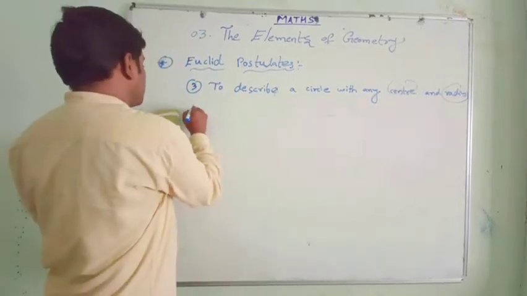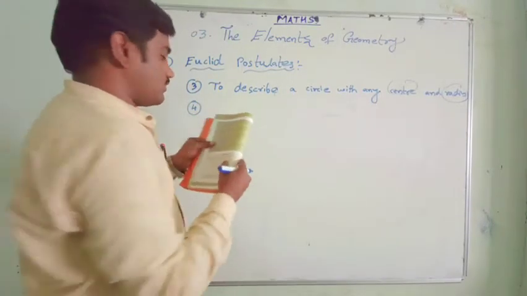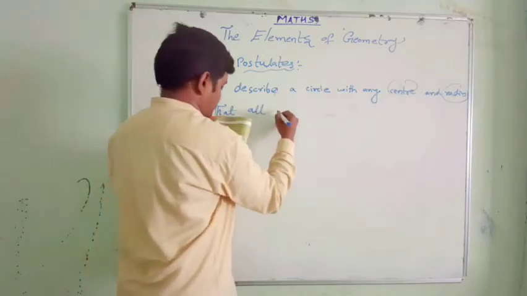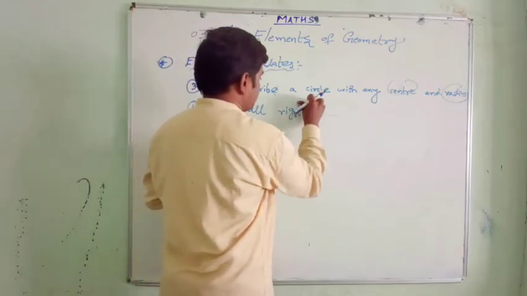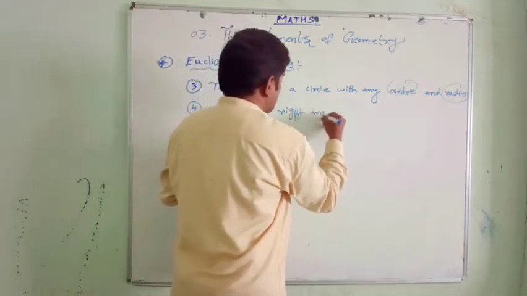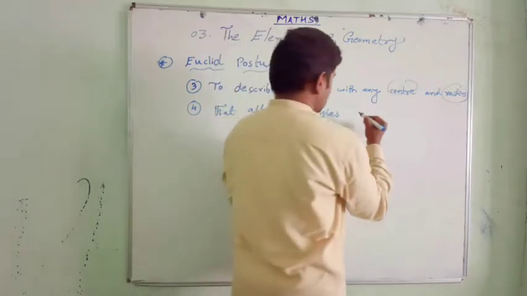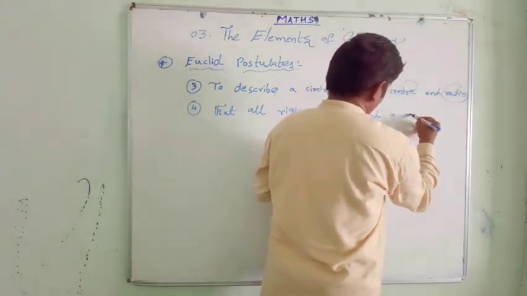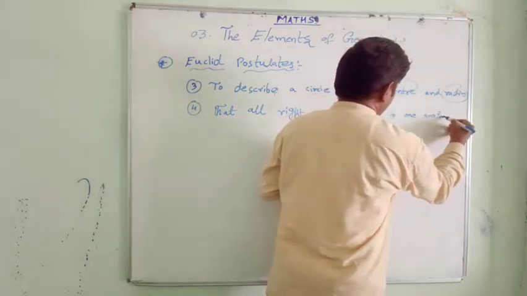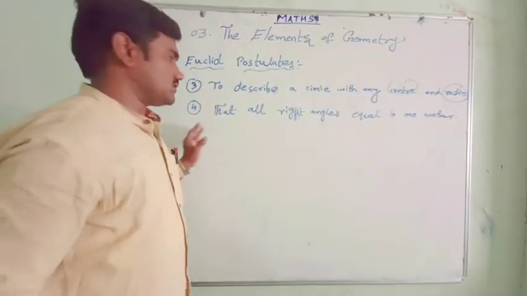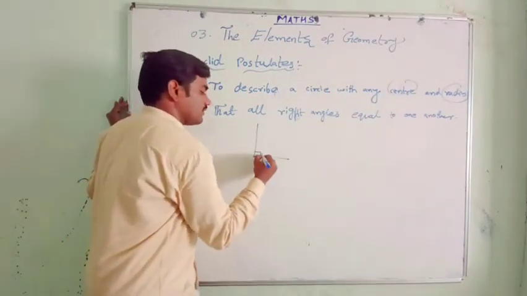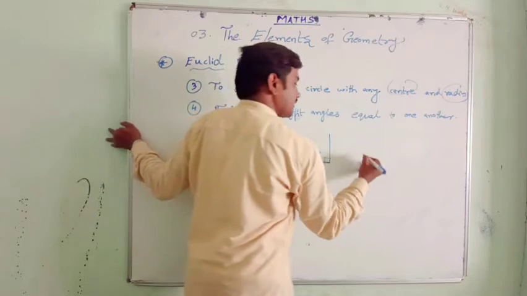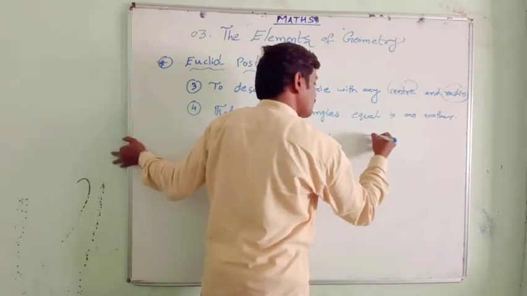Then postulate number 4: all right angles are equal to one another. Yes, all right angles are equal to one another. Any right angle, left or right, is equal to any other.